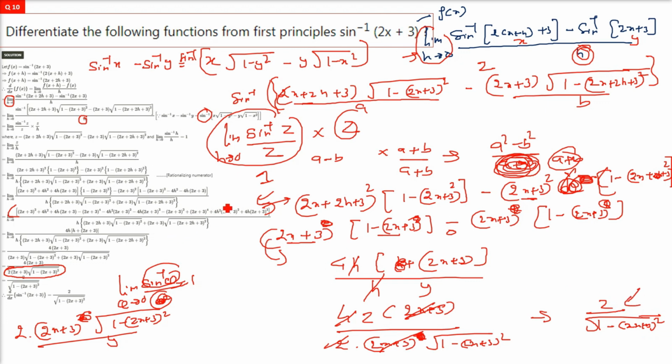Please remember this term which I have written in the round bracket, you have to solve it by yourself. That is going to give you 4h into h plus 2x plus 3. Then you have to put h as 0 after cancelling this first h from the denominator. 4 into h you have to cancel in the denominator, then only you will get the proper value.